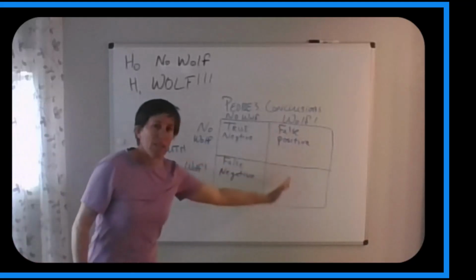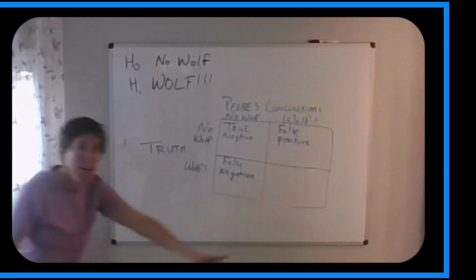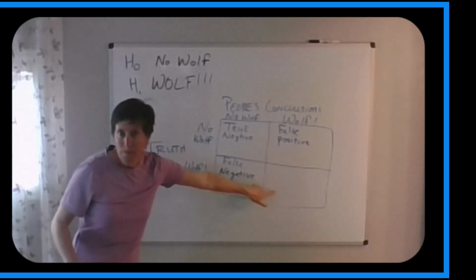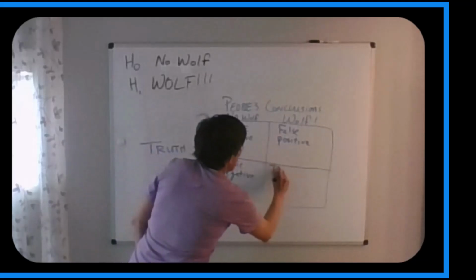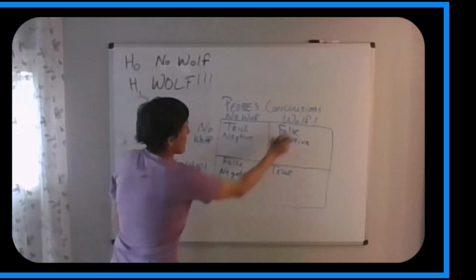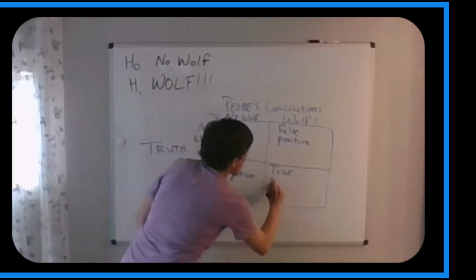Okay, and then our last box going down. The people still decide there is a wolf, and they're right. There is a wolf. Okay. So their result is true, and they pick the positive, the one without the no, so it's a true positive.